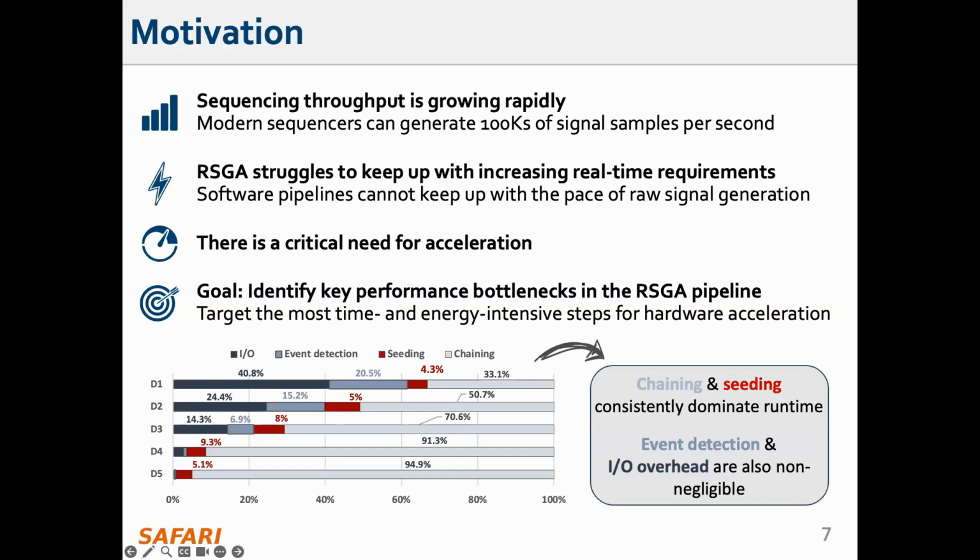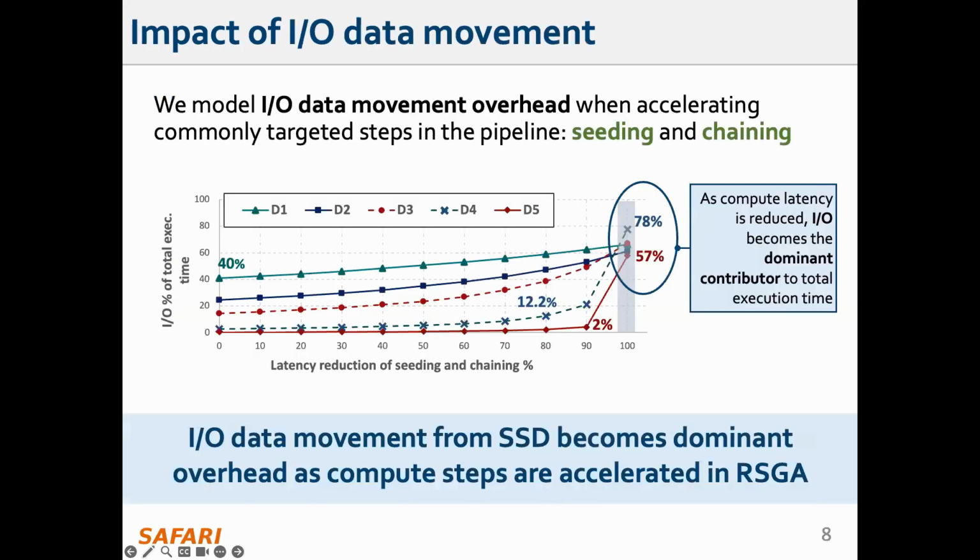On the bottom, you can see the breakdown into the three key steps of mapping I just presented, as well as the I/O data movement overhead for 5 different real-world data sets, with D1 being the smallest and D5 the largest genome. We observed that chaining and seeding dominate the runtime across all data sets, while event detection and I/O overhead are also significant for smaller genomes. This motivated the need for efficient hardware acceleration and a deeper analysis of the accelerated pipeline.